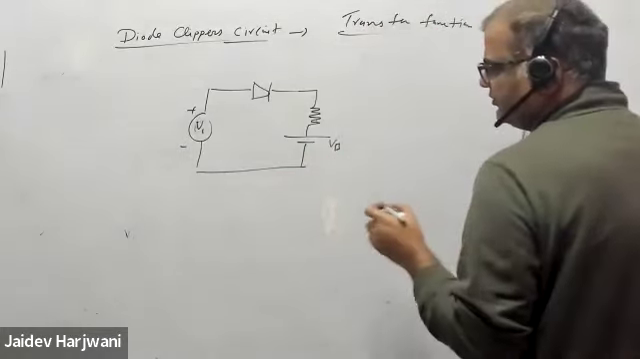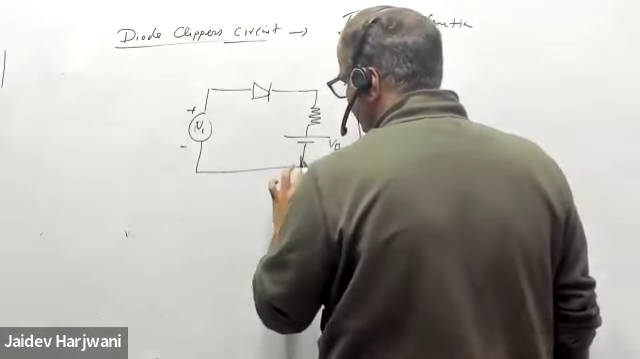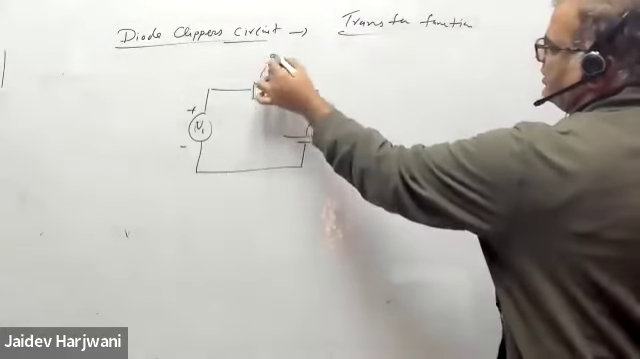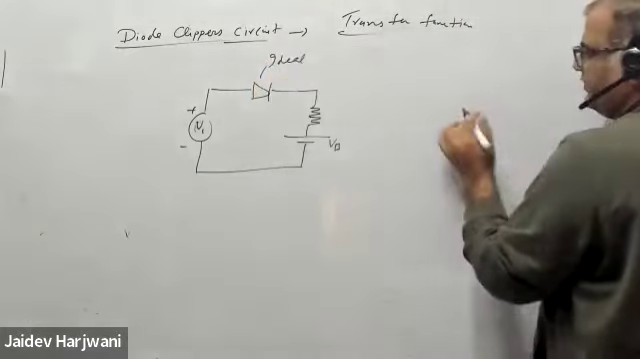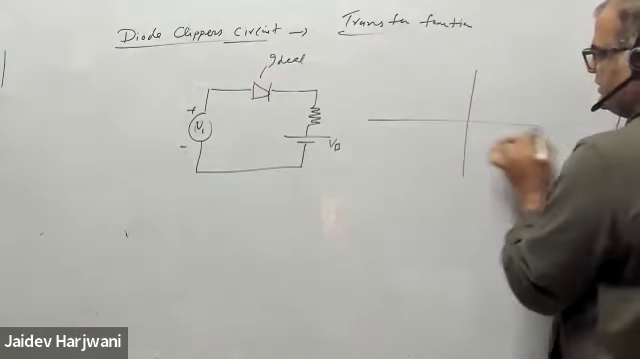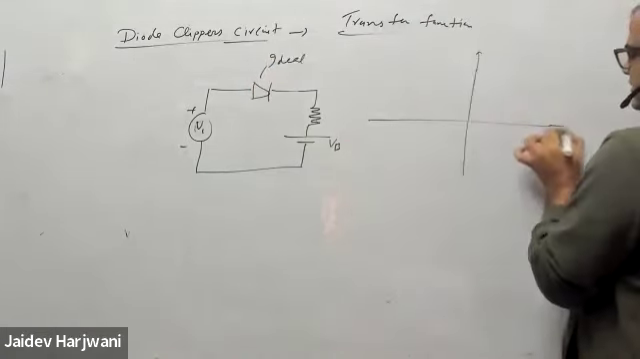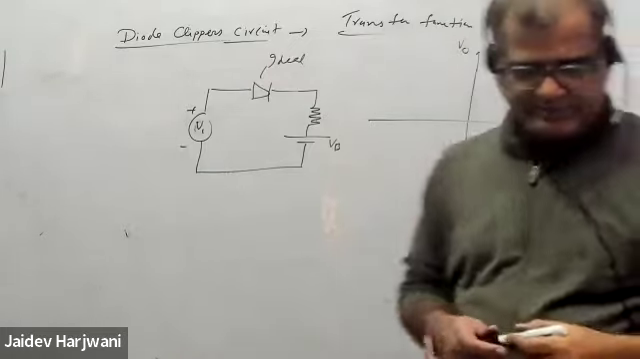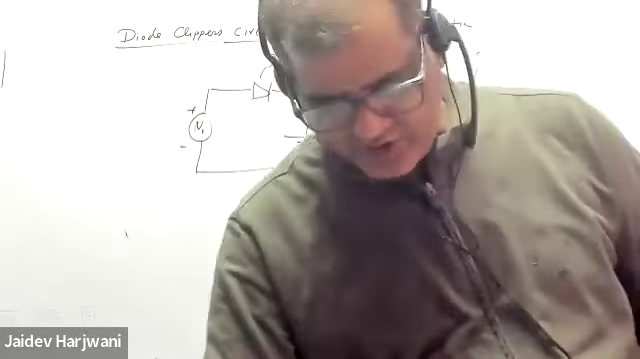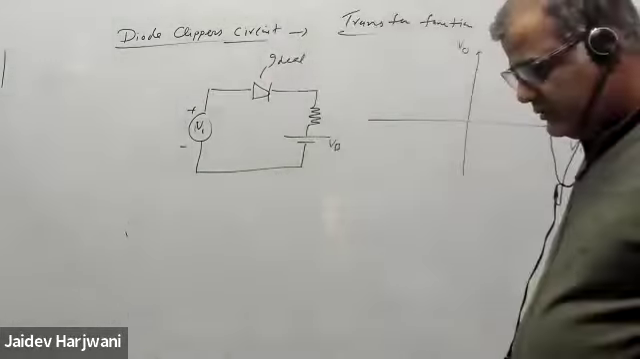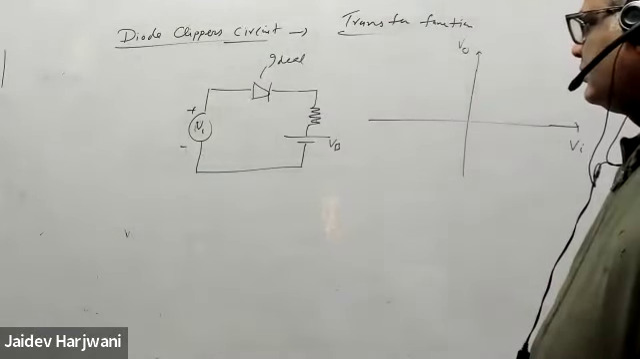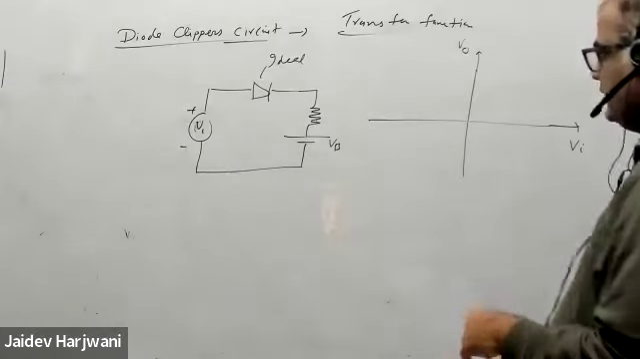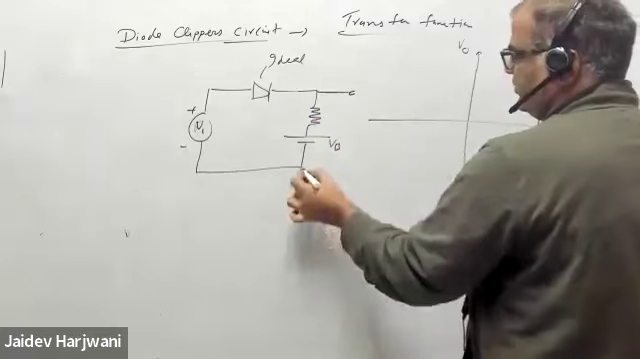So you tell me now what will become, it is the ideal diode. Now you tell me what will become the characteristics. This is your V input, V out. Tell me what will happen for a positive value. This V out is across which two terminals? This is V output here.